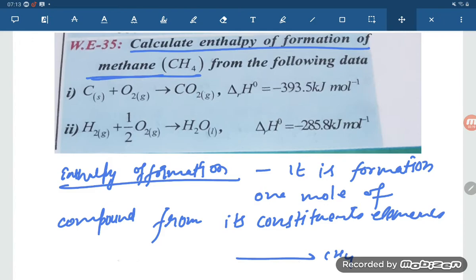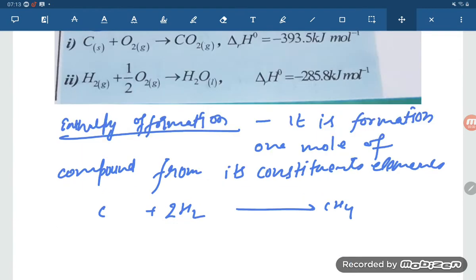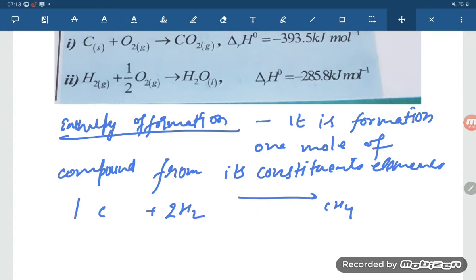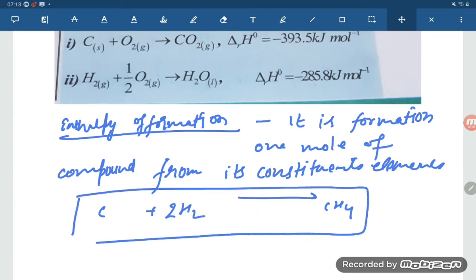What are the constituent elements? Carbon is there and hydrogen is there, 2 moles of hydrogen. This is our required reaction. We have to do all the things to get this one. And for that, they have already given two equations. This is our required reaction.